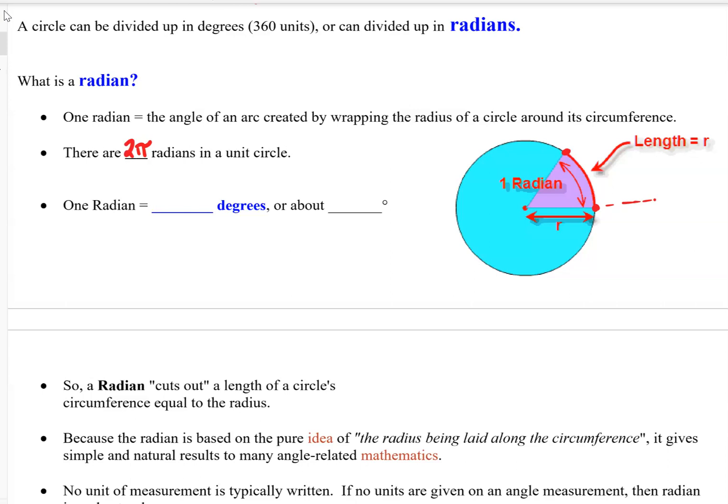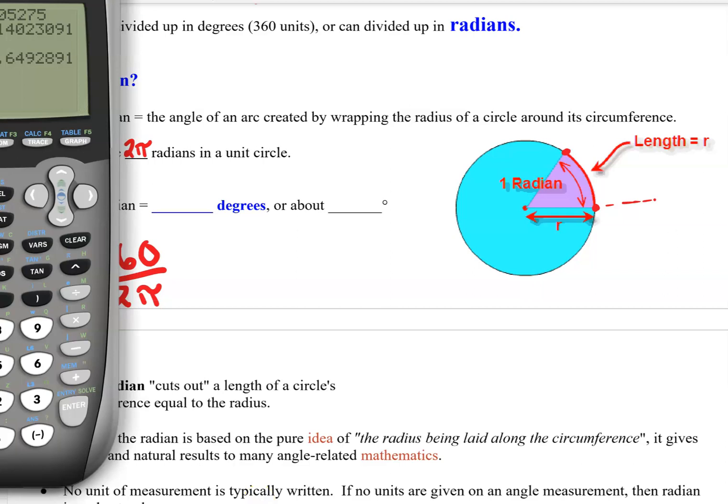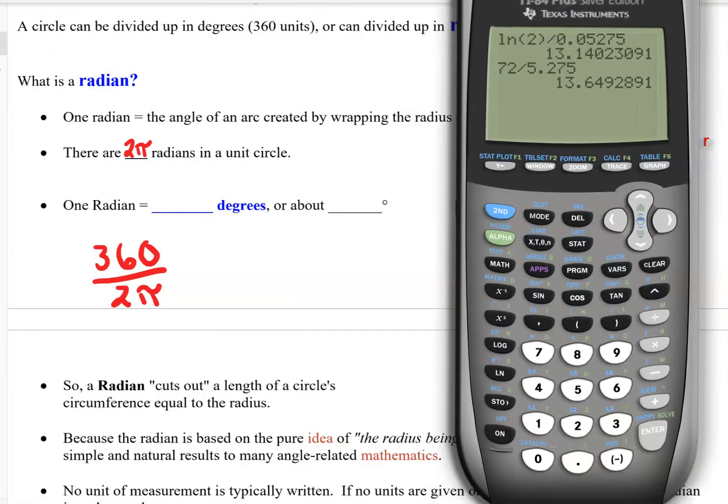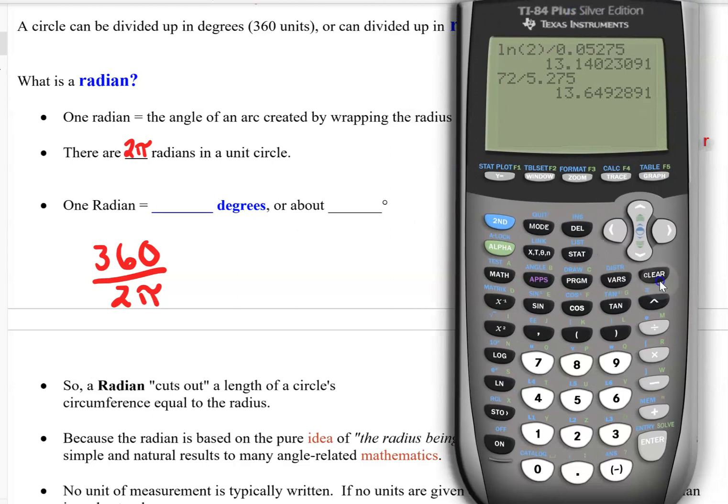So, how about degrees? Let's see, we would have to take a 360 degree circle, and we would divide that by 2 pi, and that will give us our number of degrees per radian. So in our calculator, we will do 360 degrees divided by 2 times pi.